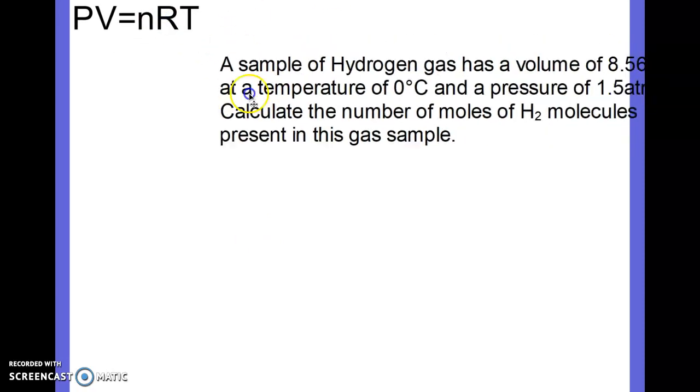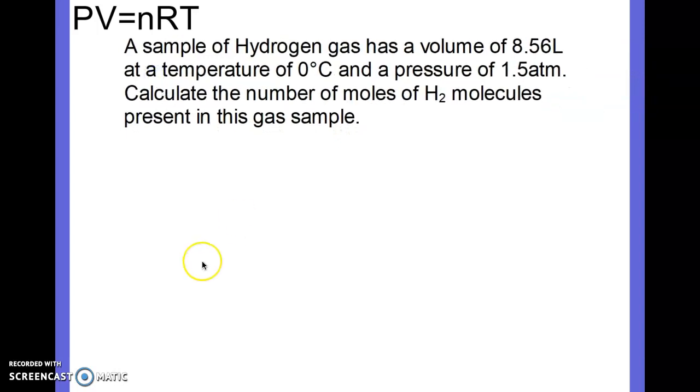Here's the equation. Of course, just a little review. P is pressure, V is volume, n is moles, R is the gas constant, and of course T is the temperature. Okay, so we'll be using this equation for this video. Here's just a sample problem we'll be working through here. An example problem. I'll read it to you.